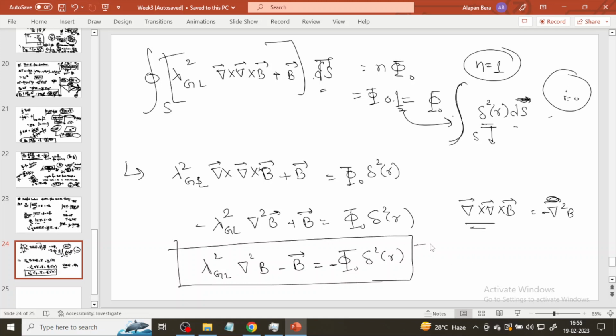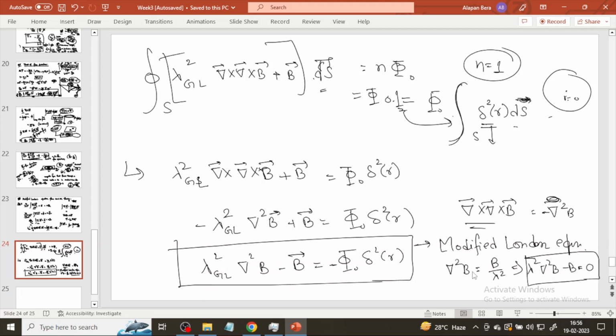This is called the modified London equation. Why is this called the modified London equation? You see that in the case of the London equation, what do we get? Grad square B is equal to B by lambda square. So in the case of the normal London equation, it gives us minus B is equal to 0. Now we see the difference between this and this is only that the right hand side is not 0 anymore.